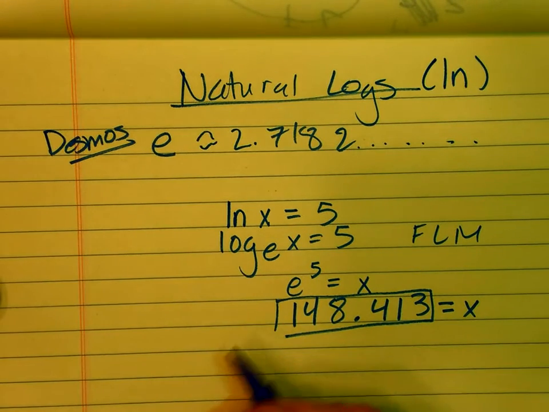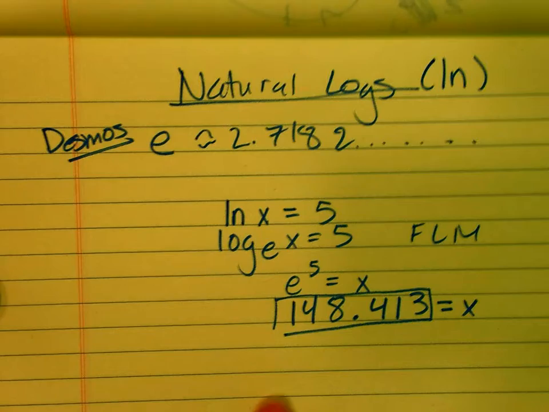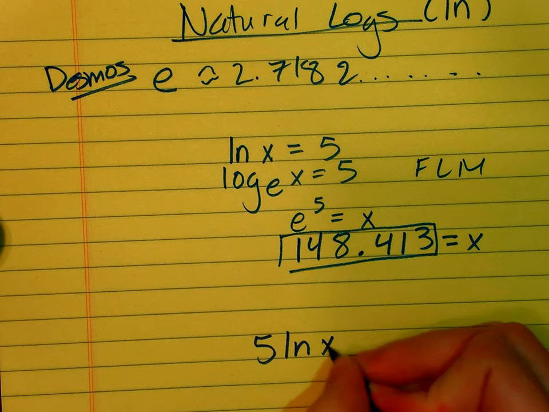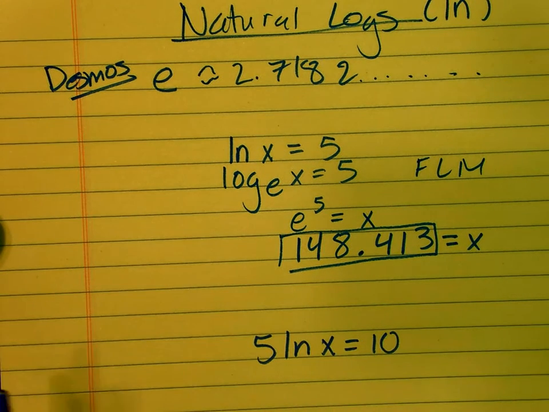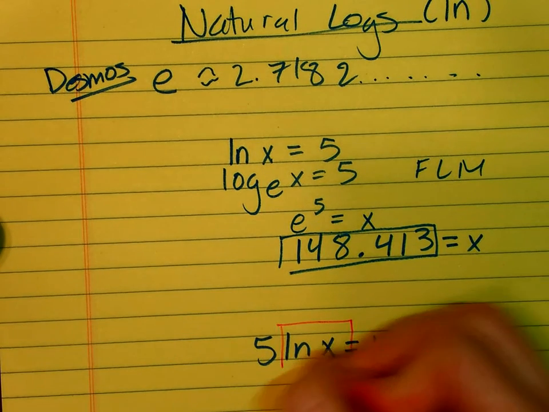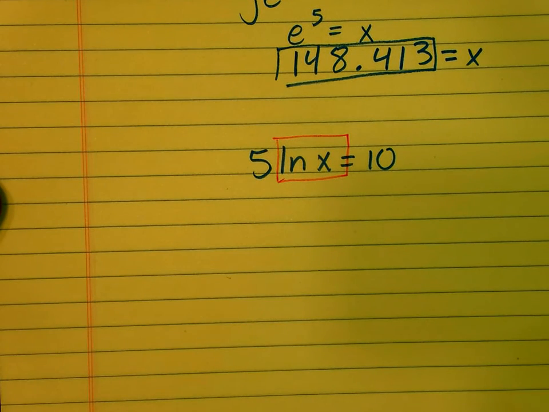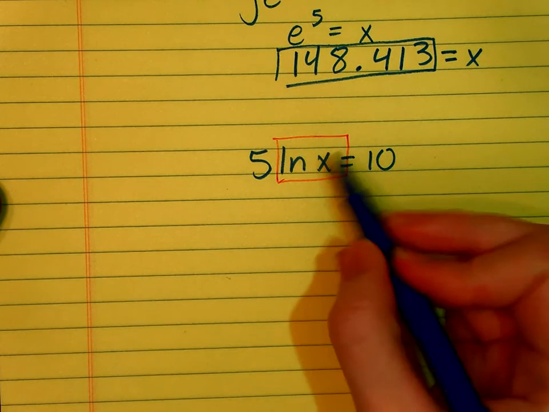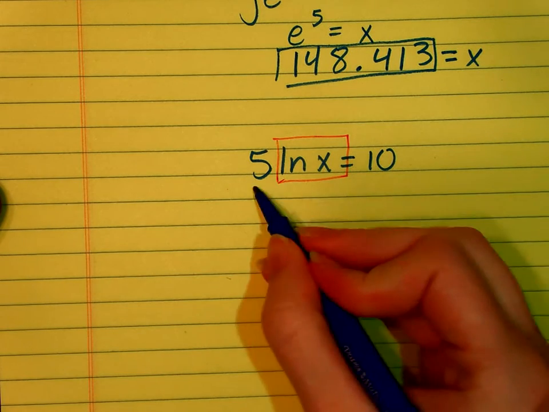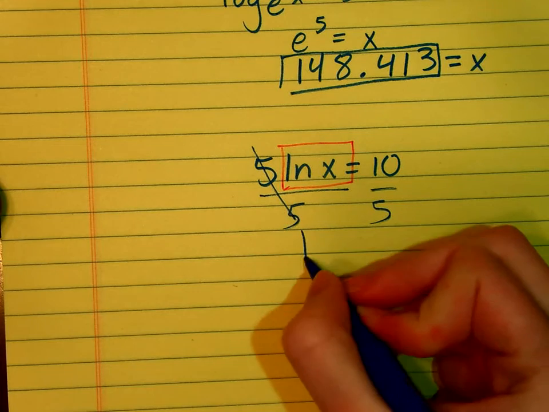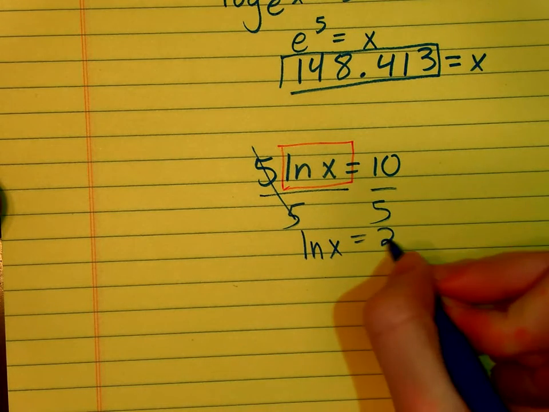Alright, let's try another one. Let's say now I have 5 ln of x is 10. Now just like before, you want to go ahead and box in your log and know that you have to get the log by itself first before I can start doing anything else. So what's being done to log right now? Well, right now it's being multiplied by 5. To undo that, I gotta go ahead and divide by 5. Cancel that out, I get ln of x equals 2.